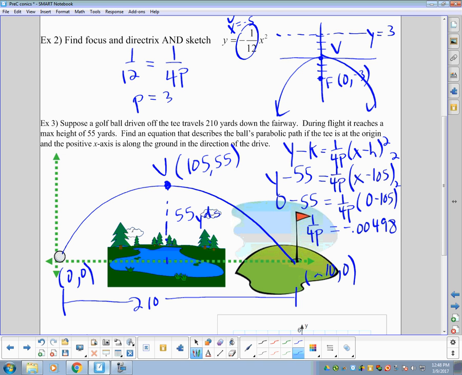So here we go. My formula then, let's find a place here to write it down, is y equals negative 0.00498 times x squared.